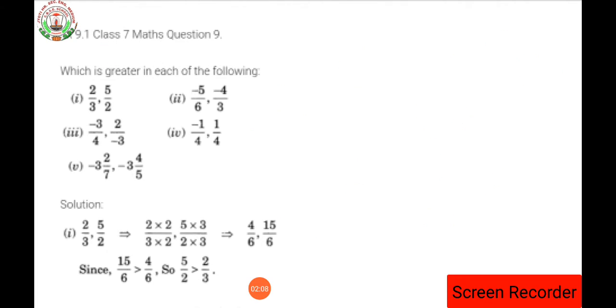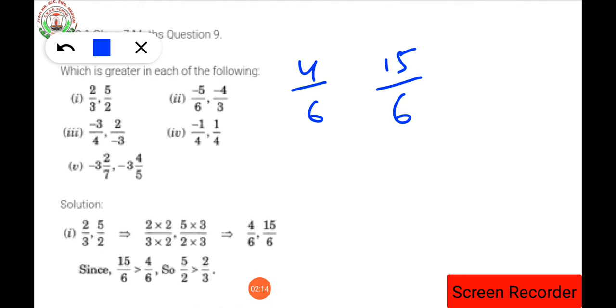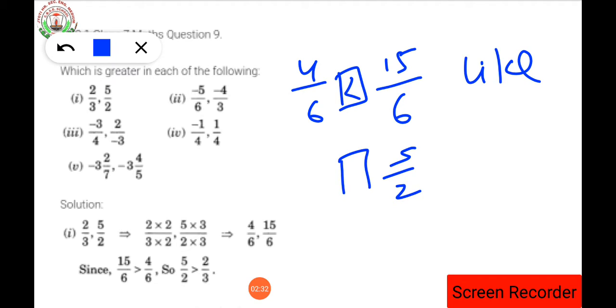When their denominators are the same, we can look at their numerators. So among these, which one is the greater number? Whether plus 4 is greater or plus 15 is greater. Plus 15 is the greater number. If plus 15 is the greater number, then 5 by 2 is a greater number than 2 by 3.